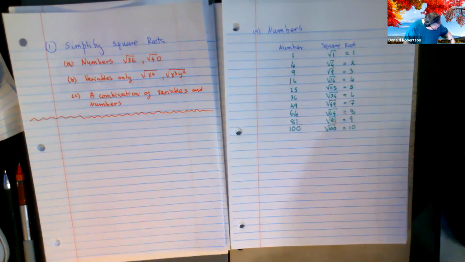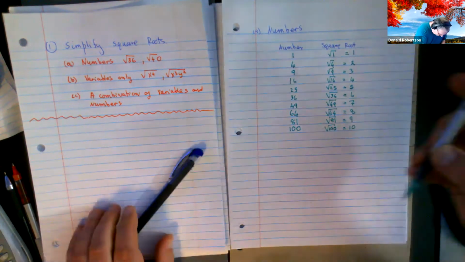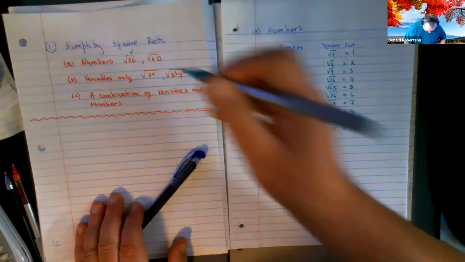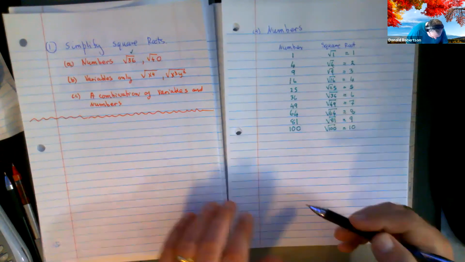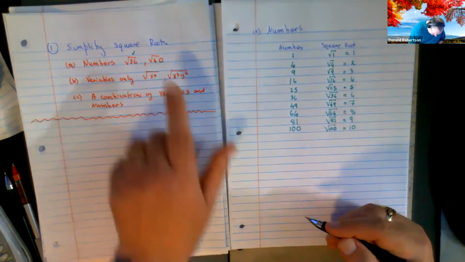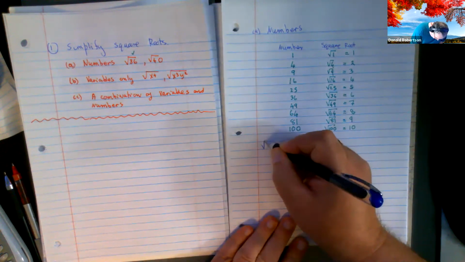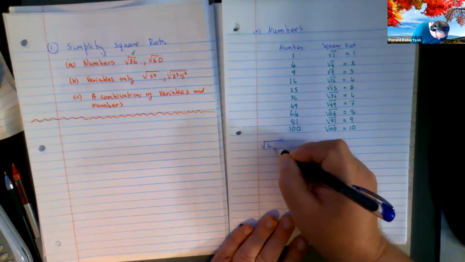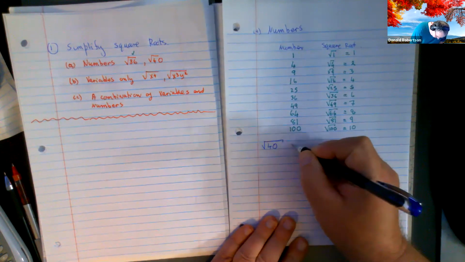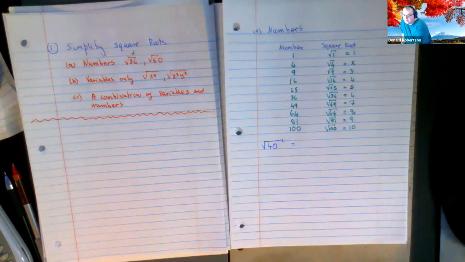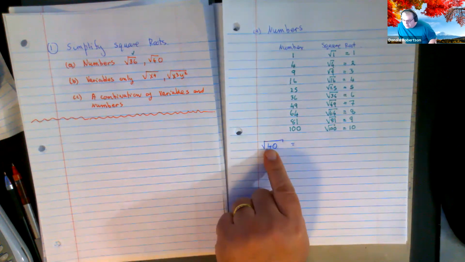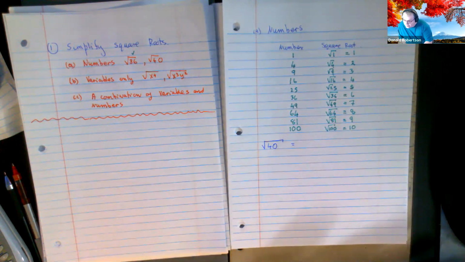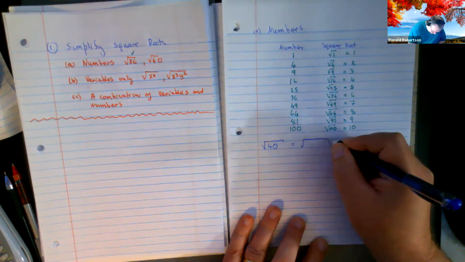So now we're going to move on to ones that don't come out nicely. And this is where the fun really starts. If you want to simplify the square root of 40, what we mean in math is that you're going to try and rewrite this number, still using square roots, but much smaller square roots. And the trick to doing this is to rewrite 40.